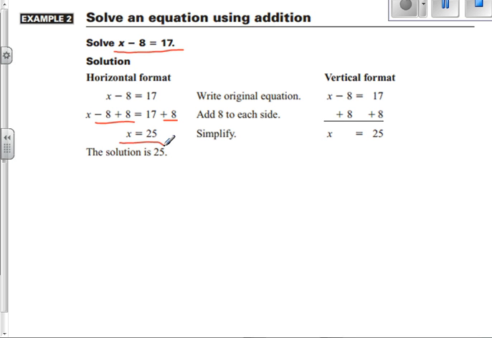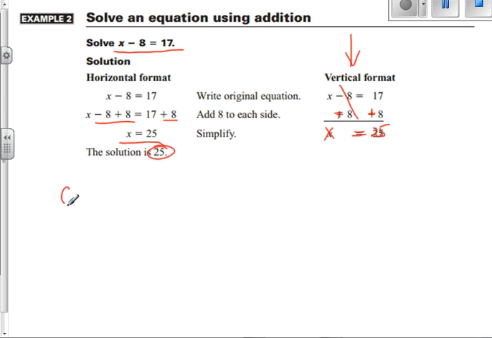And you can verify with a vertical format. I don't think I covered that before. A lot of people actually use this vertical format. It's where you're adding vertically instead of horizontally. So you just add both. They cancel each other. It's basically 0. And you just add, then I find out that x is equal to 25. 17 plus 8 is 25. So I know that my solution is 25.